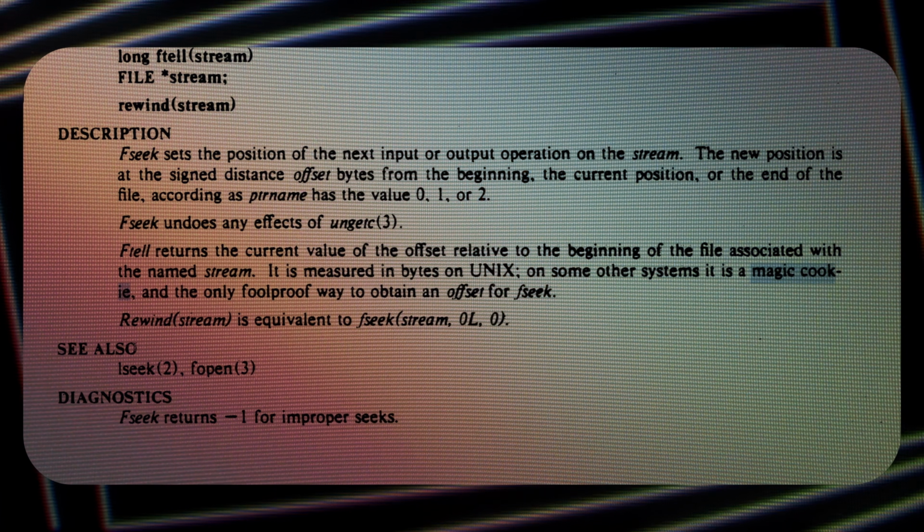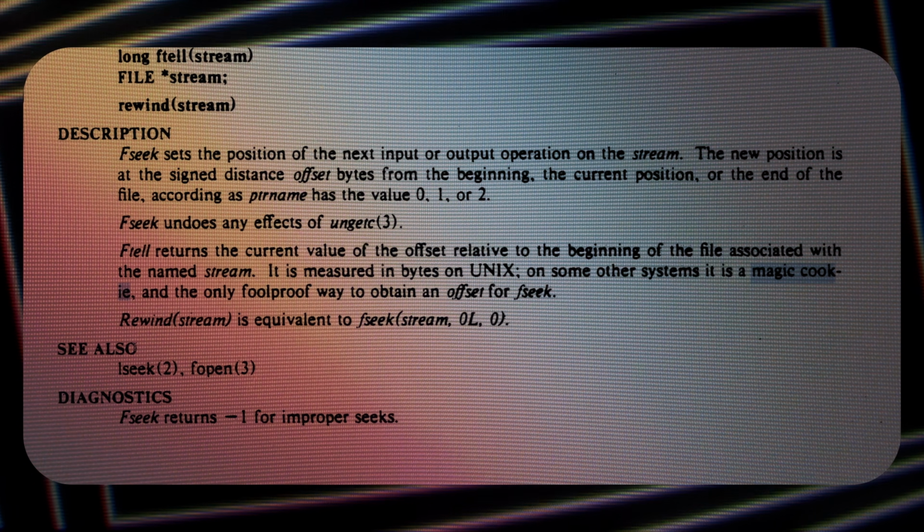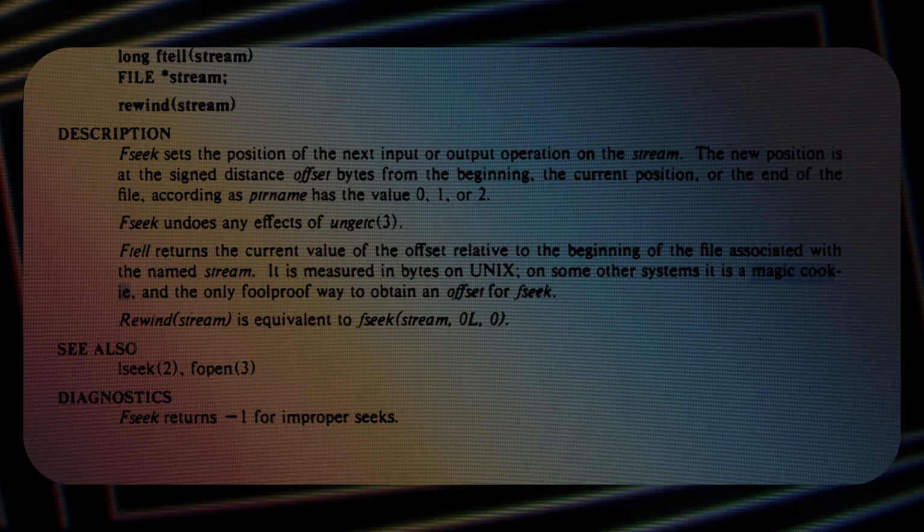And as I understand it, what that's basically saying is that instead of giving the program a number it can interpret directly, it instead gives a sort of code. The program isn't supposed to interpret that code, it's just supposed to keep hold of it and later hand it back to fseek, which knows what the code means.